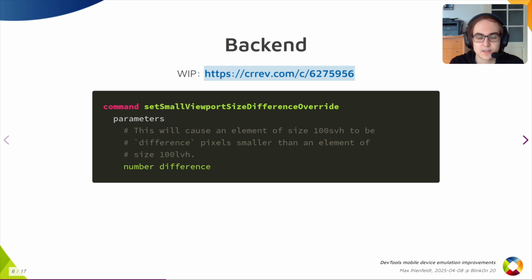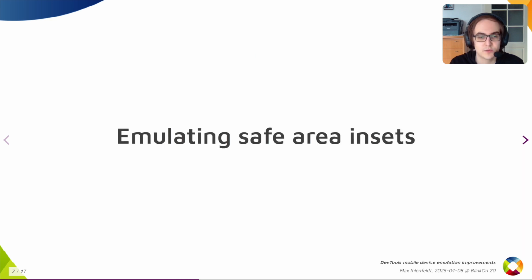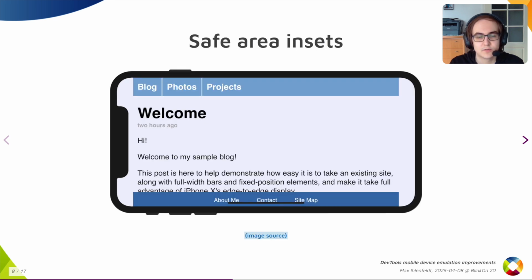It's marked as work in progress here, but hopefully by the time you're actually hearing this talk, it's already landed. And moving on to the next improvement is the ability to emulate safe area insets. And again, first, in case you're not familiar with it, this is how Safari by default renders a site on an iPhone with a notch, which looks okay, but we can do better than that.